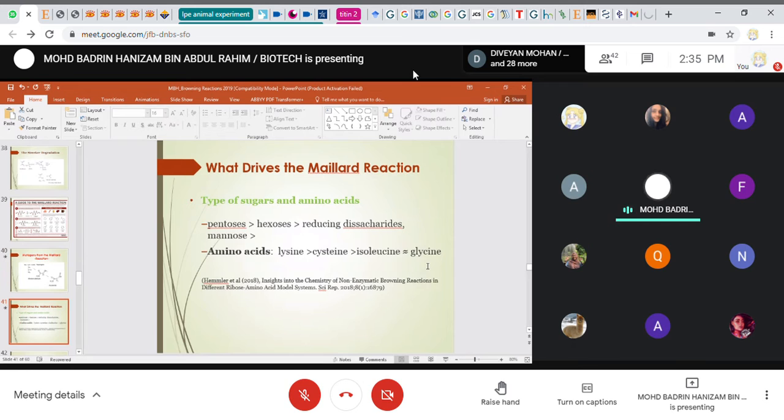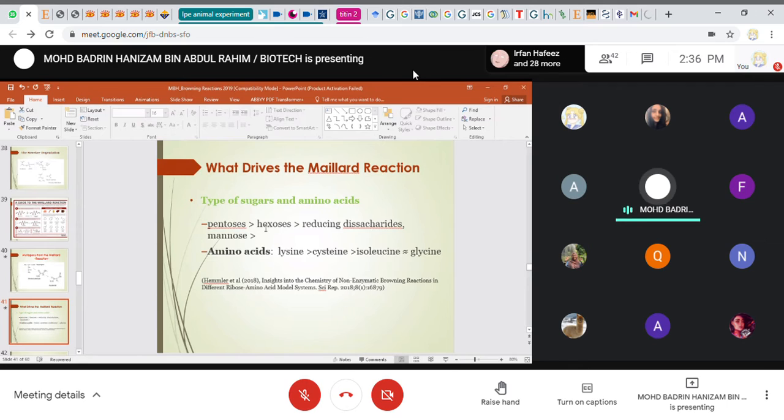By now you know what the Maillard reaction is. Now, what drives the Maillard reaction? You know that sugar and amino acid drive the Maillard reaction. It depends on the type of sugar as well. If you start with a 5-carbon sugar, a 5-carbon sugar can have a higher rate of Maillard reaction compared to a 6-carbon sugar.